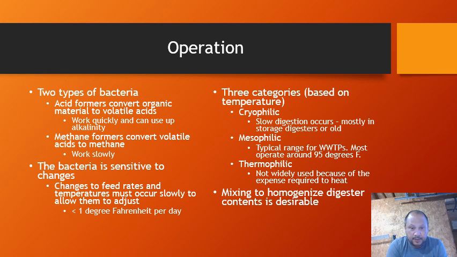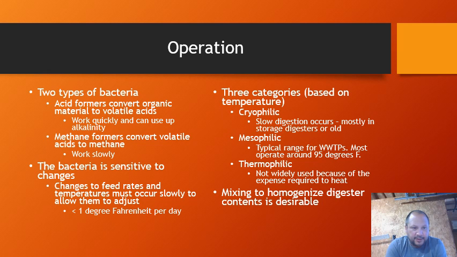So also, if possible, it's good to mix the contents of the digesters so that incoming raw sludge or thickened sludge, the sludge being put into the digester to be digested, is mixed throughout the contents of the digester, and you get more of a homogeneous sludge inside the digester. Allows for more efficient digestion. So mixing is highly recommended.